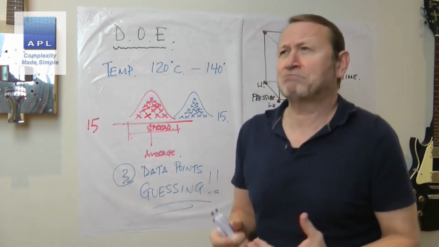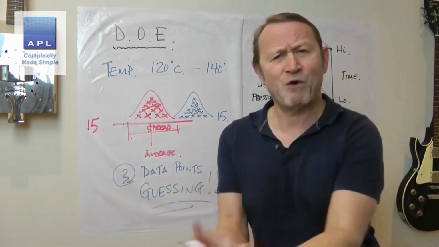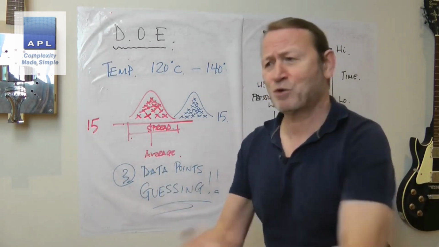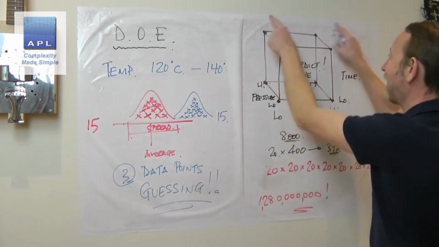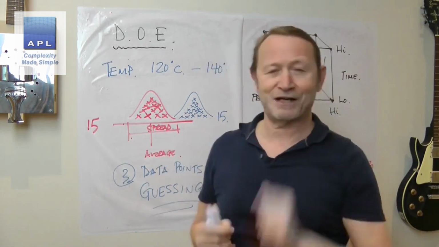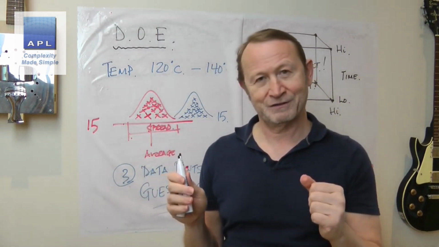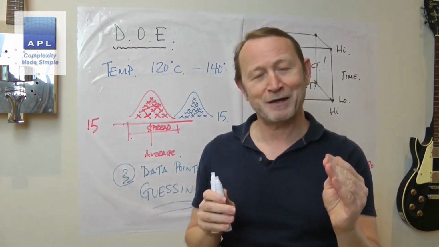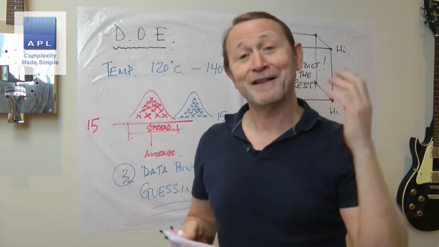So if you just say, well, okay, I'm going to test 30 times. Which 30? Where? Where should I test them? Which would tell me the most? Well, there's a pattern. And it's those 8 corners. And if you test in those 8 corners, they'll tell you the most about the process, because they allow you to predict the rest. And that's all a designed experiment is. It's the proper pattern to learn the most.